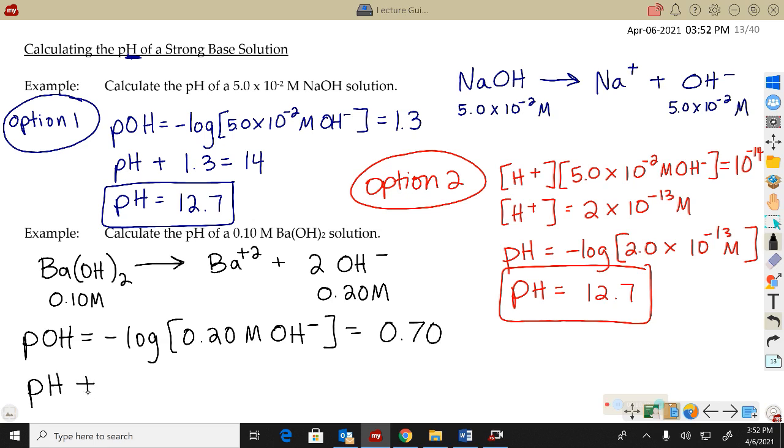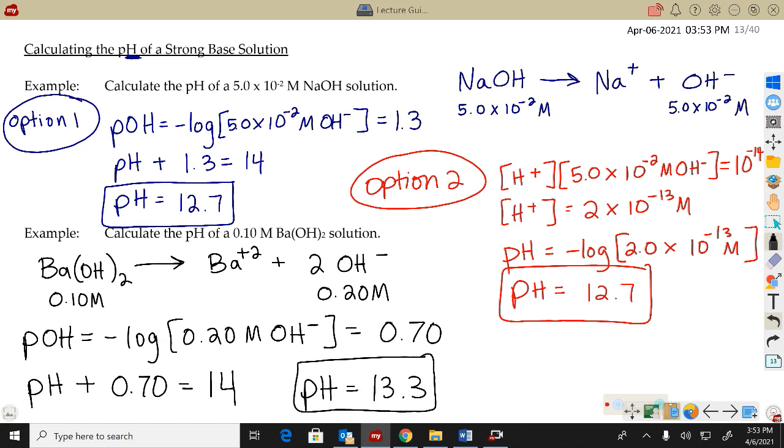pH plus pOH equals 14. And then I got it. I don't think it's a hard calculation. I'd say that the pH is 13.3. I think it's easy to plug in your calculator, but for sure, either method, option 1 or option 2, they'll give you the same answer.